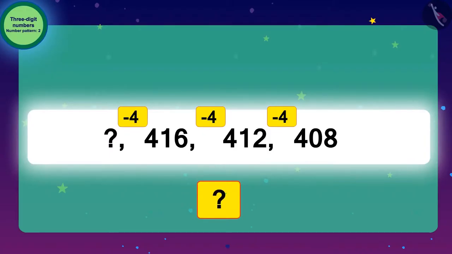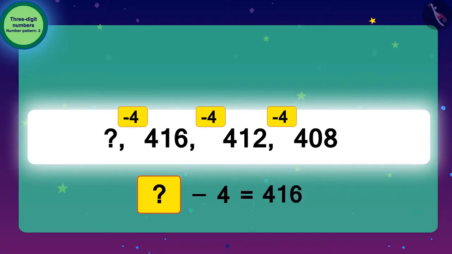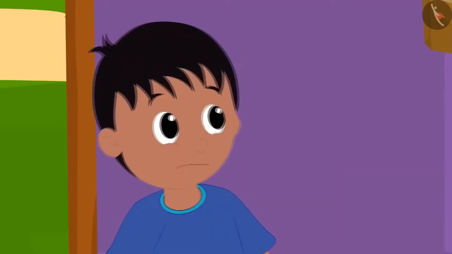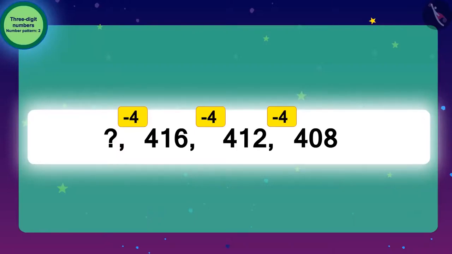Now can you find the number which will result in 416 on subtracting 4 from it? Oh, it is very difficult. Oh no, son. If we add 4 to 416, then we will easily find the first number of this pattern. So the answer to our code is add 4 to 416. That is 420.